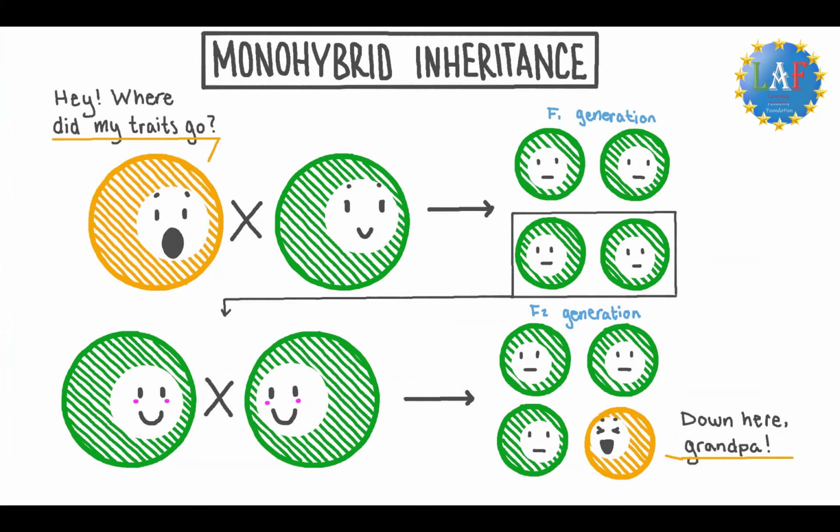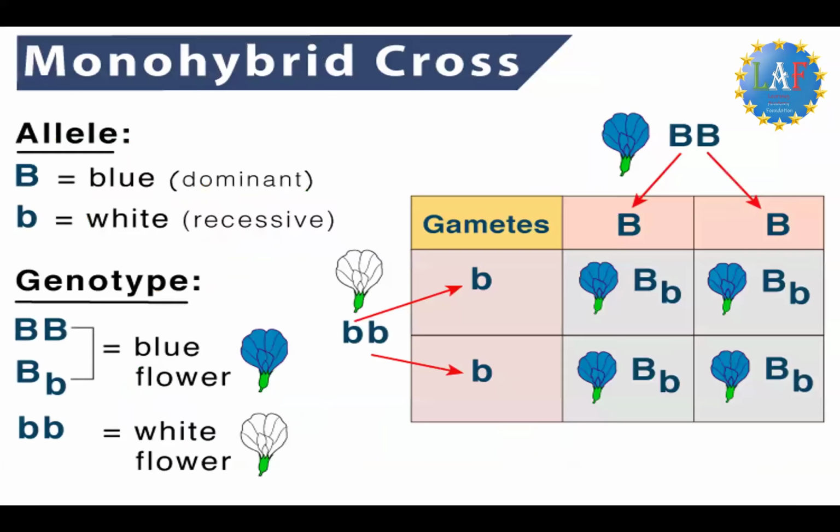In monohybrid inheritance, for example, there is the first generation, the family generation, and then the second family generation, which can be similar to the ancestral generation. So a monohybrid cross examines one trait, say for example flower color in pea plants.